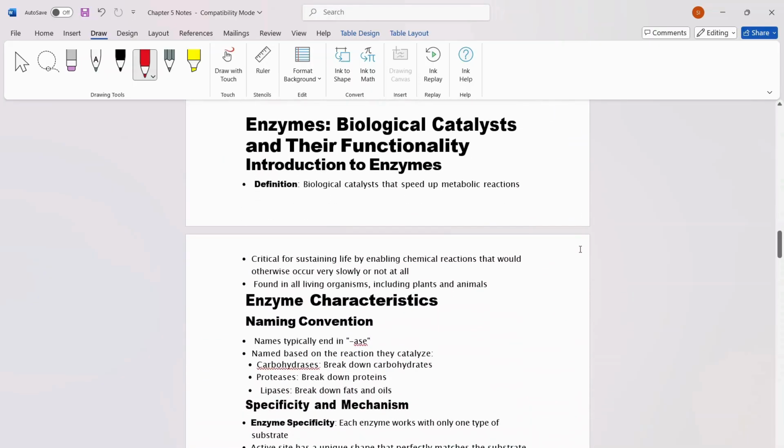Next we have biological catalysts and their functionality. Introduction to enzymes, again the definition: biological catalysts that speed up metabolic reactions, critical for sustaining life by enabling chemical reactions that would otherwise occur very slowly or not at all. So enzymes actually enable chemical reactions. They are found in all living organisms, including plants and animals.